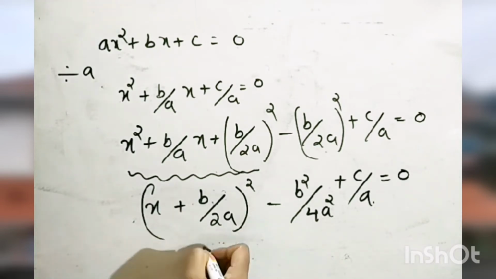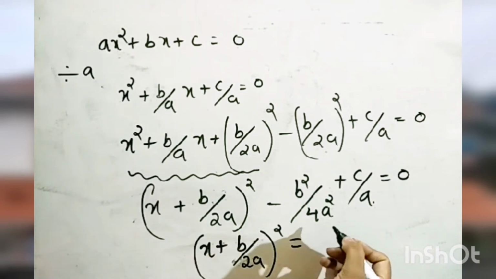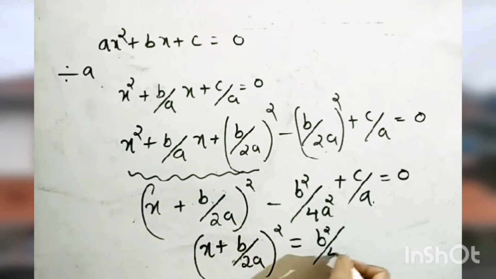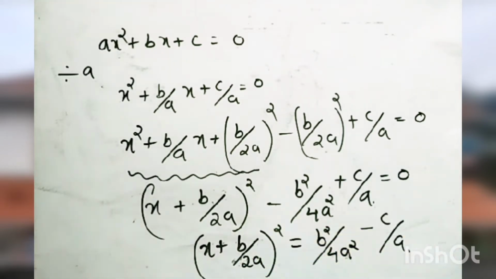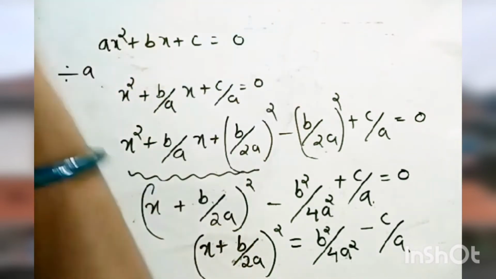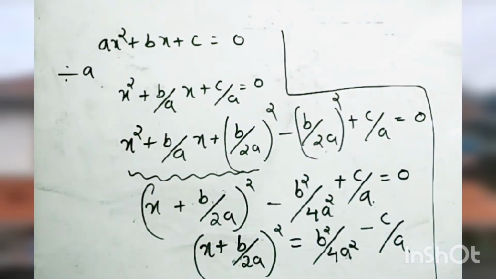That is, x plus b by 2a all square is equal to b square by 4a square minus c by a. Now I am going to take the LCM in the RHS.